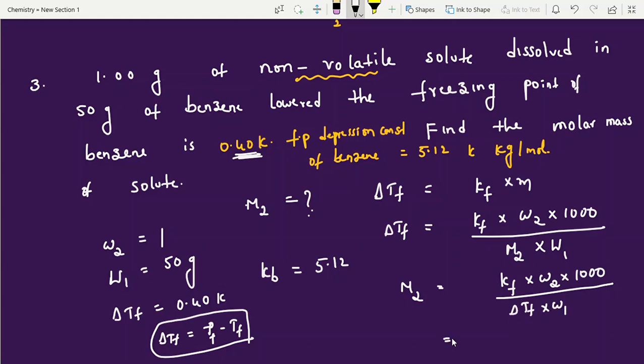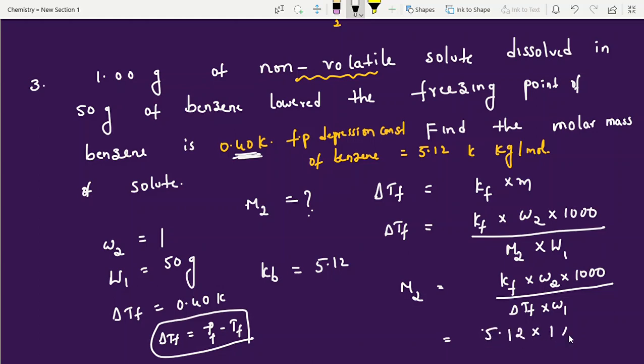Same questions. Elevation in boiling point, depression in freezing point. If you know the formula, that's it. And after that, data writing is important. So weight of solute, weight of solvent. If you confuse them, if you take it the other way around, then the entire question will be wrong. Less part is solute, excess part is solvent. Okay. Kf, what is the value? Yes, 5.12 into W2, how much?